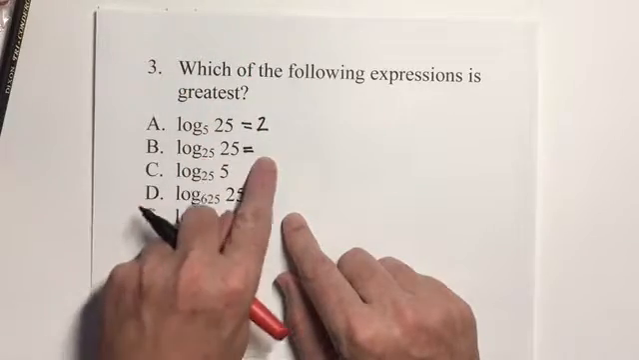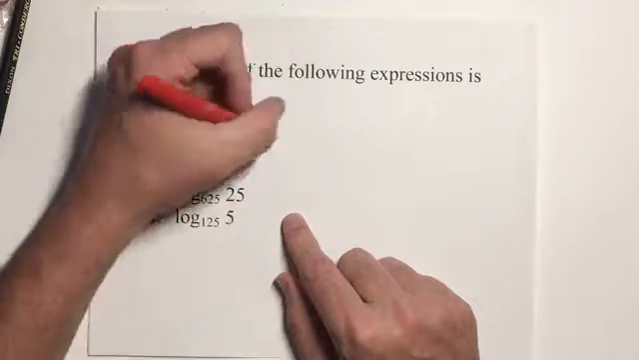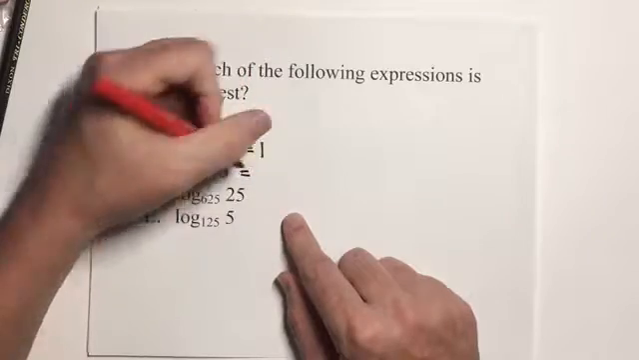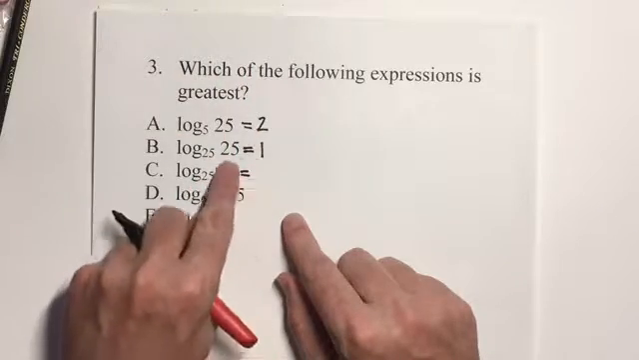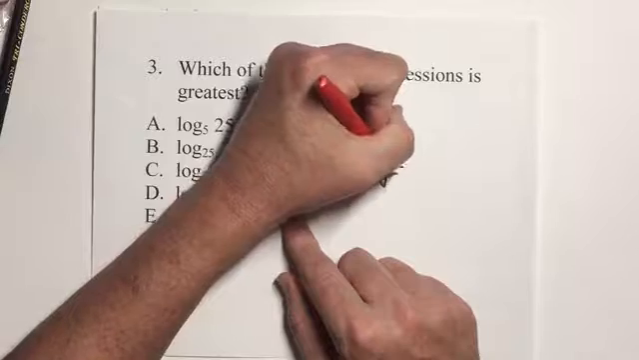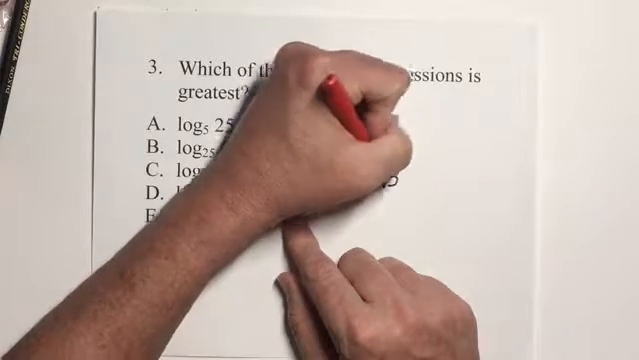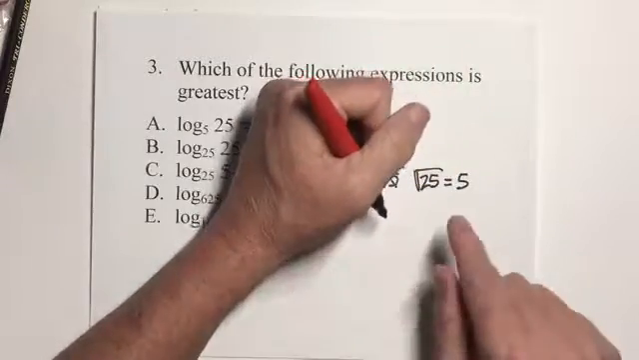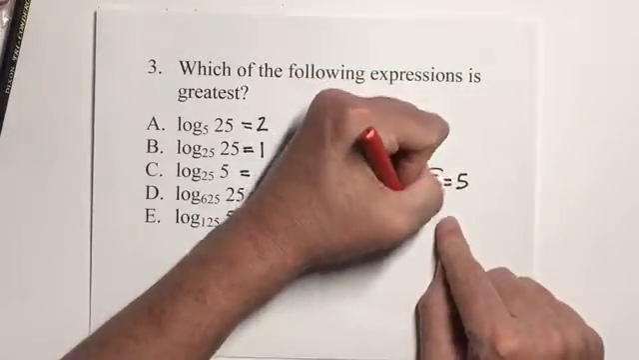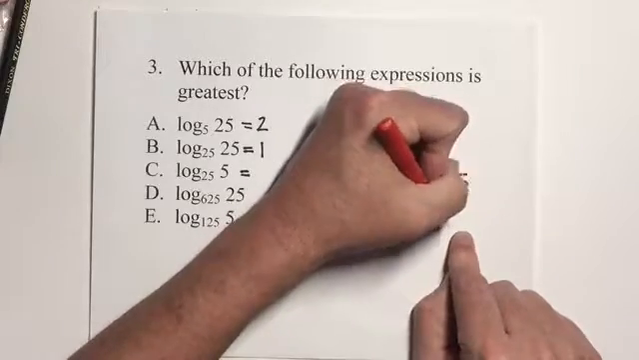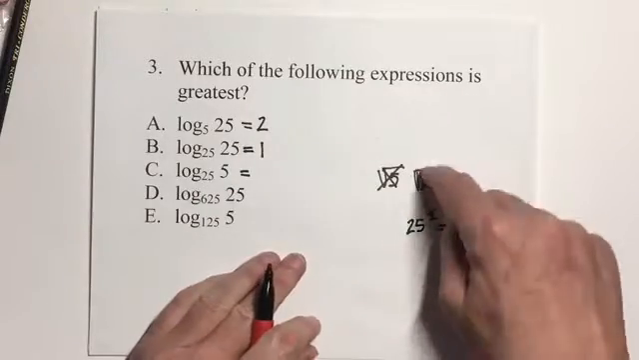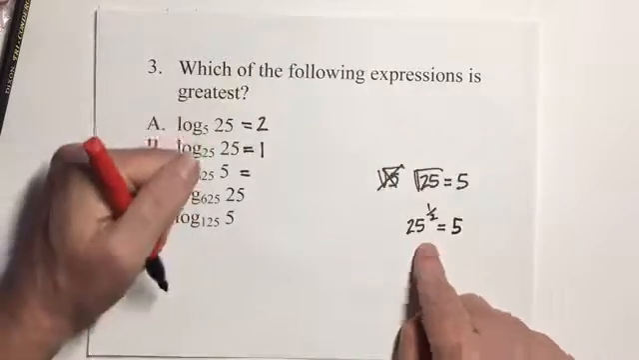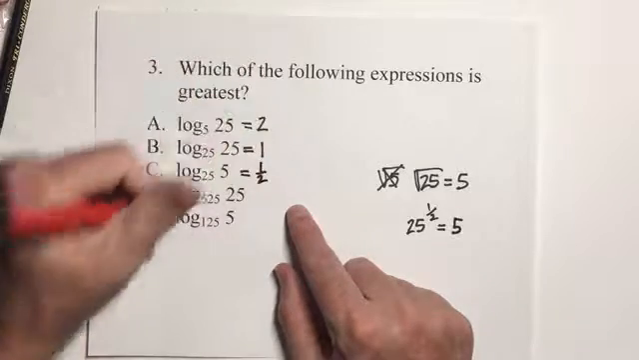This says 25 to the what equals 25? Well, 25 to the 1 equals 25, okay? Now 25 to the what equals 5? Well, the square root of 25 equals 5. And I'm presuming you've learned all about fractional exponents. Another way to write the square root of 25 is 25 to the 1/2 power. Right? So the answer here is 1/2.